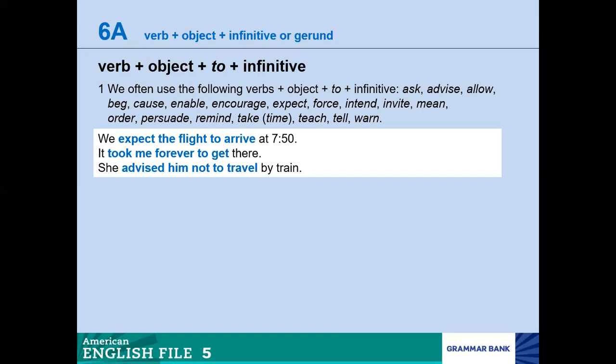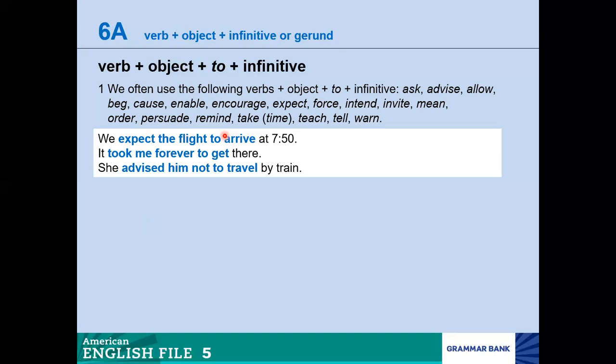All right. So let's see the examples. I'm going to read the first example. We expect the flight to arrive at 7:50. Check what's in the middle, and let me use the laser here. Expect the flight: the flight is the object. To arrive is a verb in infinitive. Remember, when we have an infinitive, we are not using conjugation. We are not using S for the third person rule.